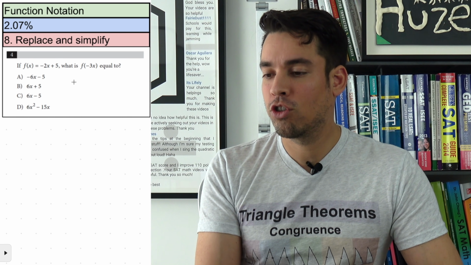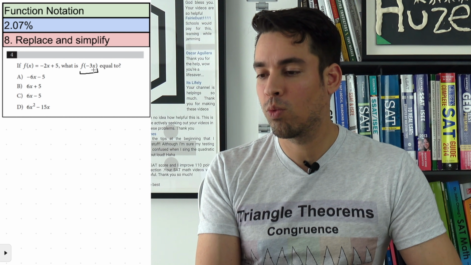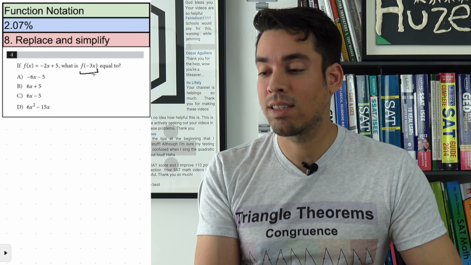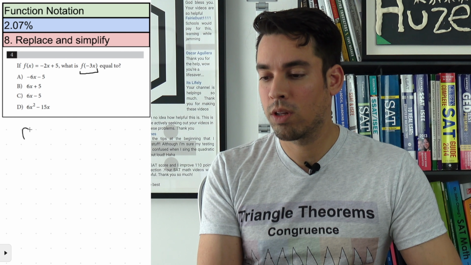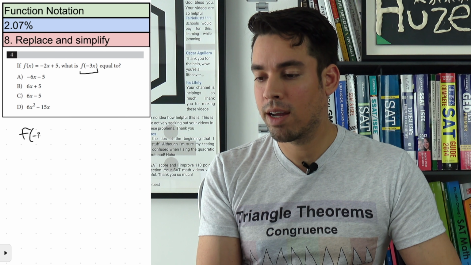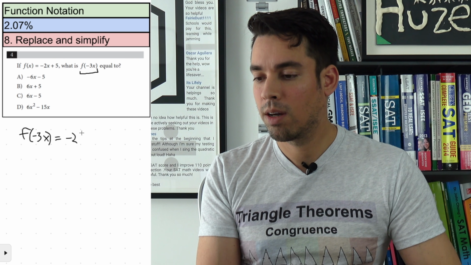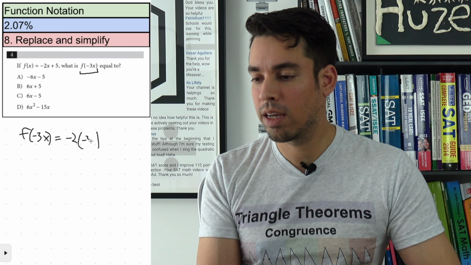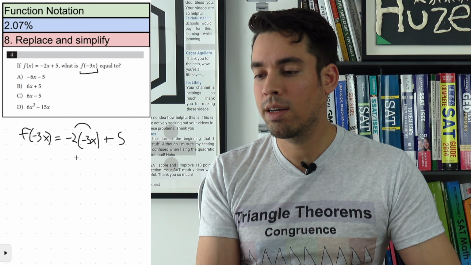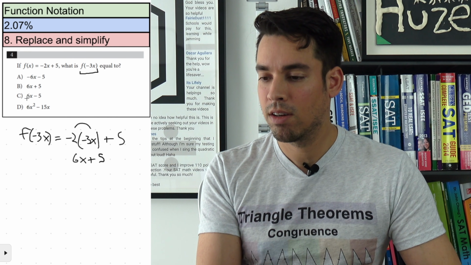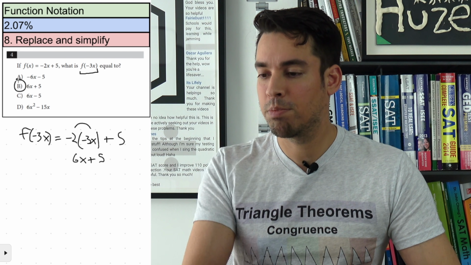In function notation, you just have to understand what's going on here. They're saying, here's my function, and what I'm plugging in for x is negative 3x. So what that means is wherever I see an x in this equation, I'm going to replace it with negative 3x. That 5 is still good. Multiply, that becomes positive 6x plus 5, and that's it. Your answer here is B.